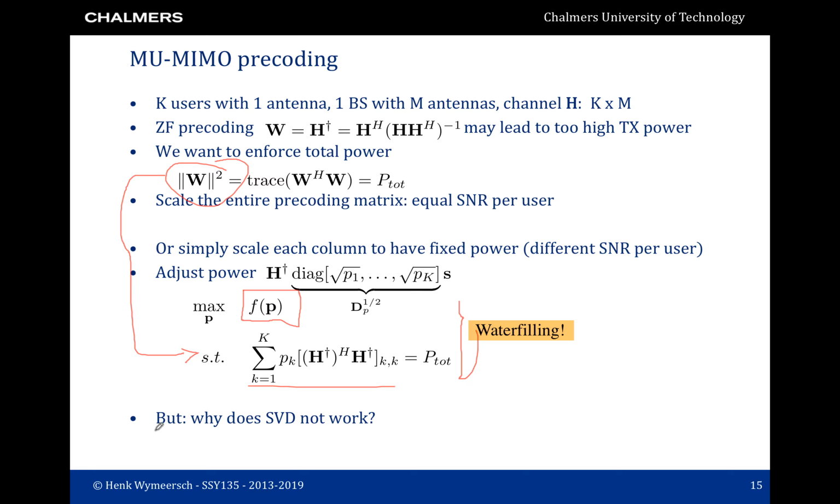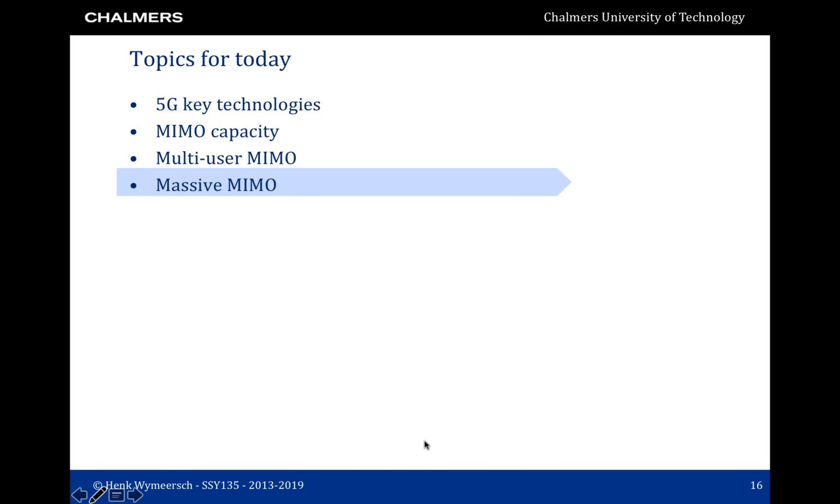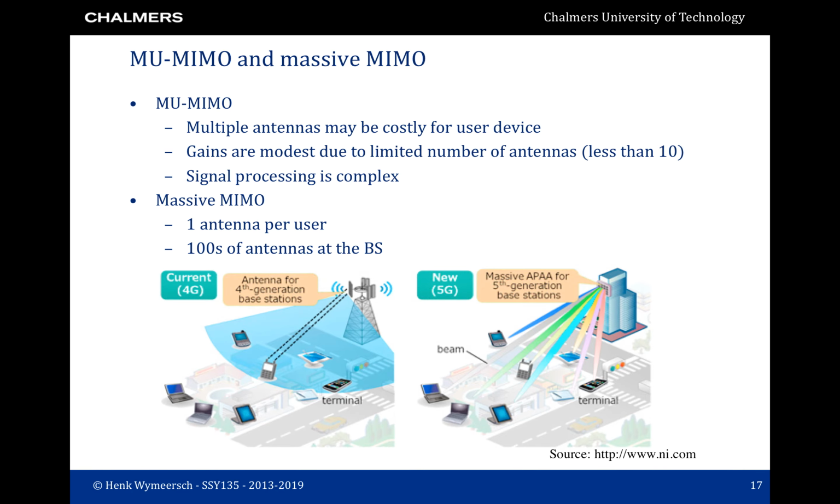A question you may ask yourself is, why didn't we do SVD? I leave this for you to think about. Finally, now we understand the MIMO capacity and the scaling with the number of antennas in a rich scattering environment, as well as that in multi-user MIMO, it is relatively easy to generate such a rich scattering environment. We are ready for our final topic, massive MIMO.